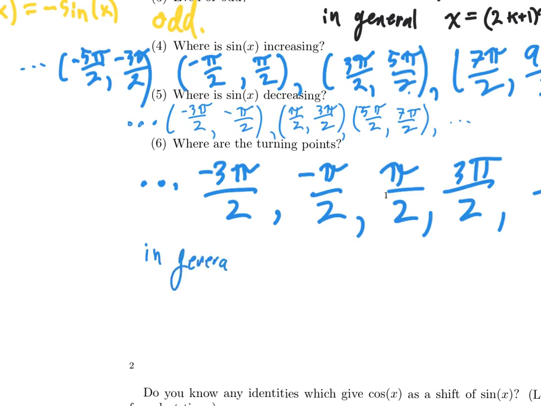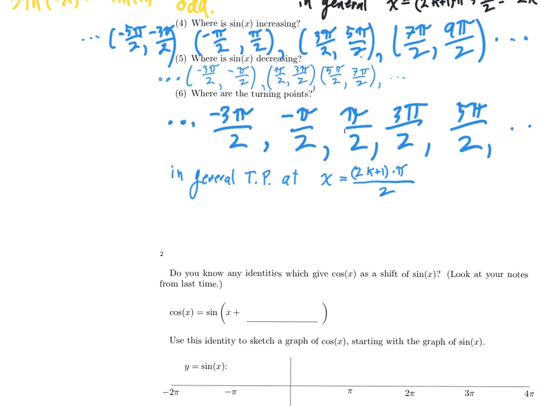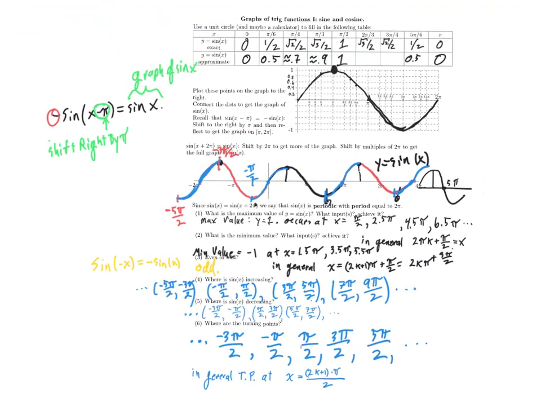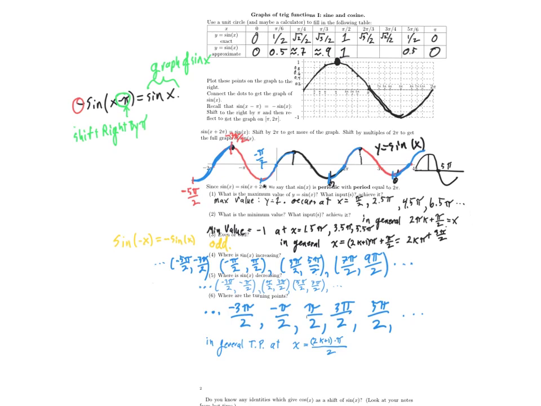In general, it looks like it turns around at anything that looks like x equal to an odd number, so that's 2k plus 1, times pi over 2. So it turns around at anything that looks like an odd number times pi all over 2. Cool. So that tells us lots of things about the graph of sine of x. And that's really nice. Let's stop there, and then we'll talk about the graph of cosine in the next video.